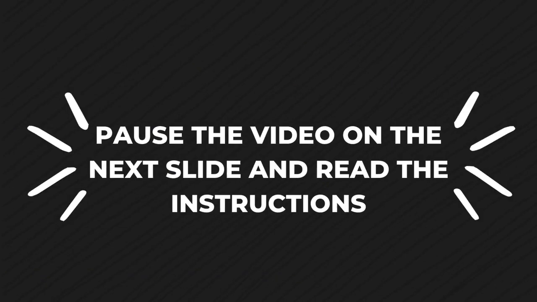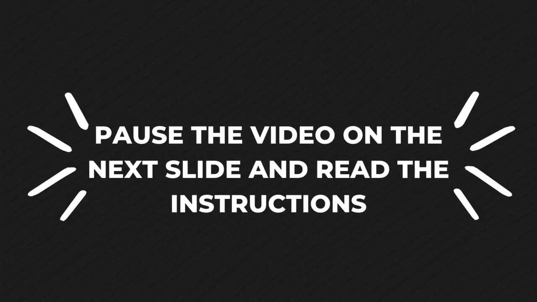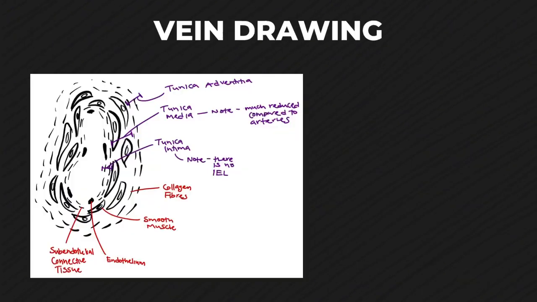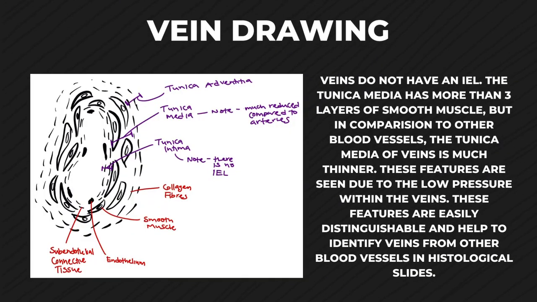Pause the video on the next slide and read the instructions. Veins do not have an IEL. The tunica media has more than 3 layers of smooth muscle, but in comparison to other blood vessels, the tunica media of veins is much thinner. These features are seen due to the low pressure within the veins. These features are easily distinguishable and help to identify veins from other blood vessels in histological slides.